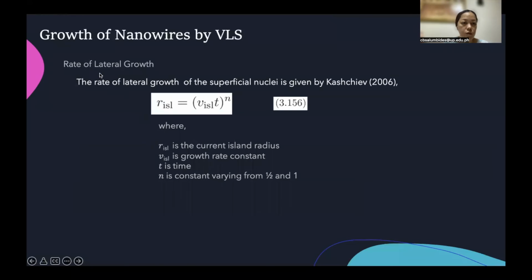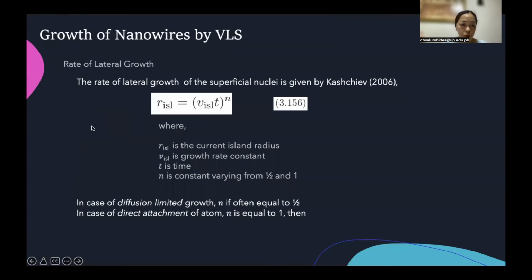R_ISL is equal to V_ISL times t raised to n. R_ISL is the current island radius, while V_ISL is the growth rate constant, t is time, and n is a constant varying from 1/2 to 1. So n is equal to 1/2 in the case of diffusion limited growth, and n is equal to 1 in the case of direct attachment of atoms.